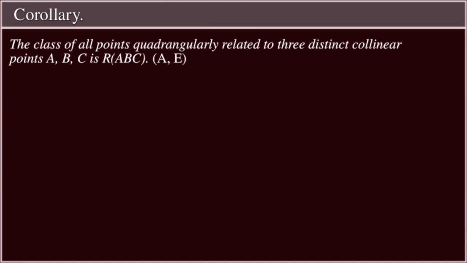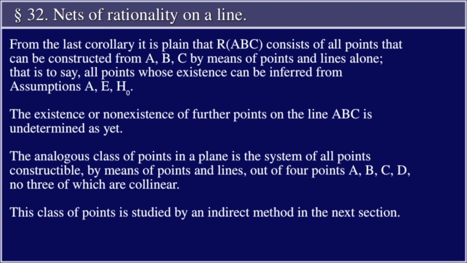Corollary: the class of all points quadrangularly related to three distinct collinear points A, B, C is R of A, B, C. Assumptions A and E. From the last corollary, it is plain that R of A, B, C consists of all points that can be constructed from A, B, C by means of points and lines alone. That is to say, all points whose existence can be inferred from assumptions A, E, and H0. The existence or non-existence of further points on the line A, B, C is undetermined as yet.